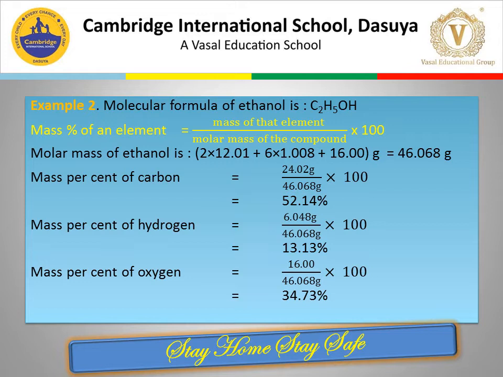Then the mass percentage of hydrogen is 6 into 1.008 upon the molar mass of ethanol into 100, and that becomes equal to 13.13%. Similarly, the mass percentage of oxygen comes out to be equal to 34.73%. Now in the case of ethanol we have seen that the mass percentage of carbon is 52.14, hydrogen is 13.13, and oxygen is 34.73. With the help of this mass percentage we will try to see what we can find out.